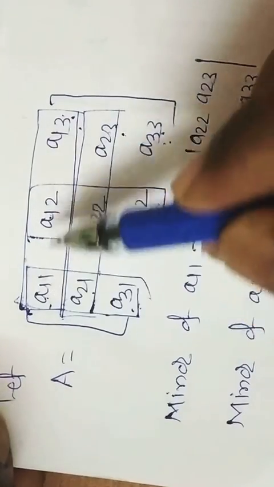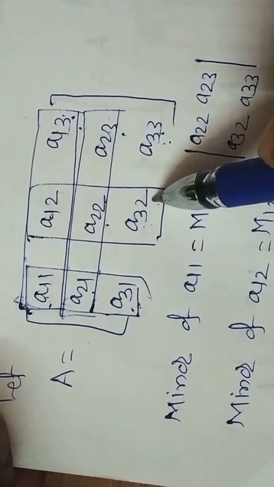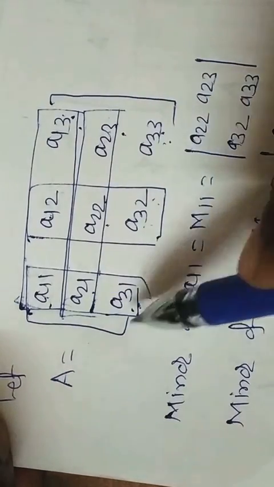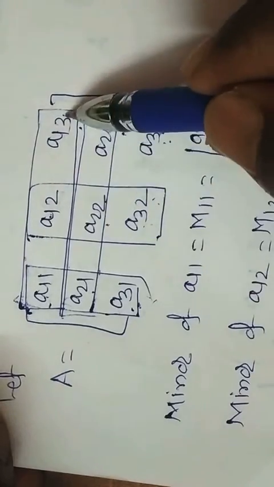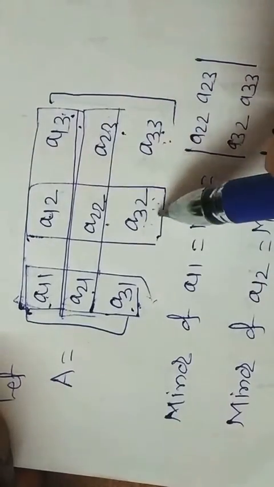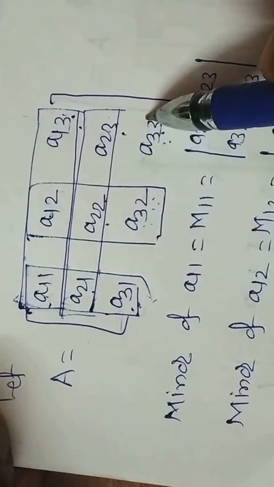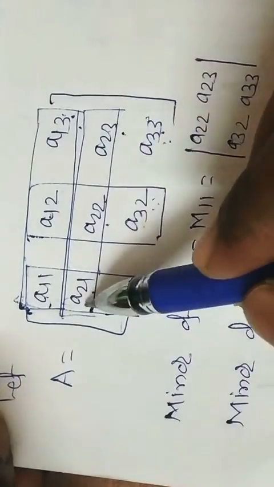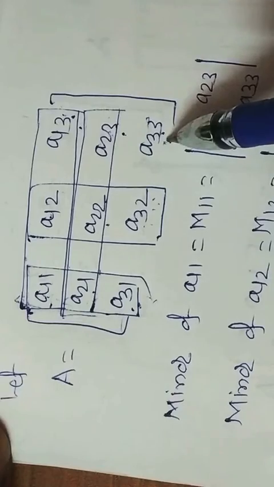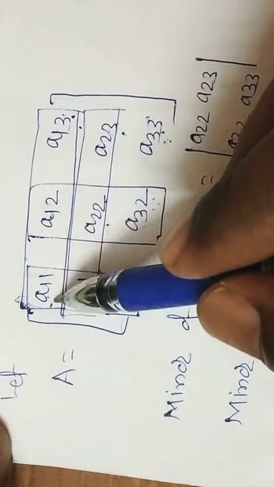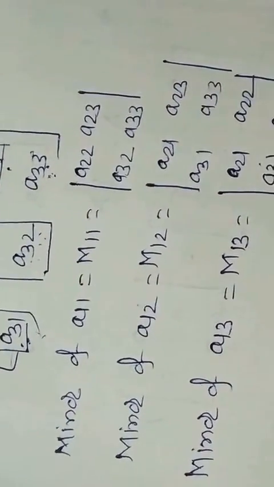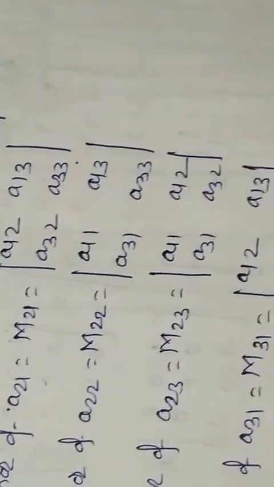Now for A31, deleting that column and that row, A12, A13, A22, A23. For 32, deleting this column and this row, what remains? A11, A13, A21, A23. And for the last, A33, again check the column and the row, remaining A11, A12, A21, A22. All the elements you have to write now.